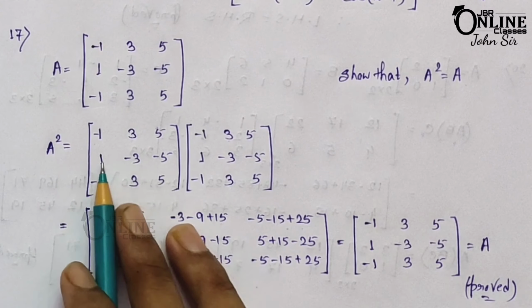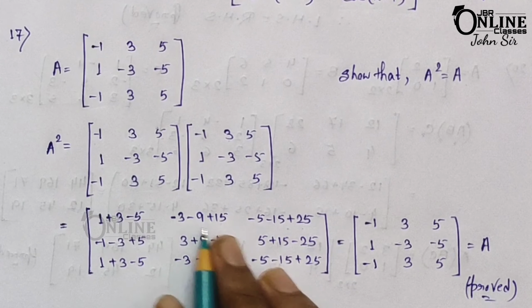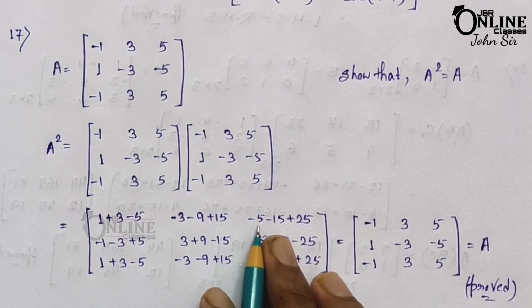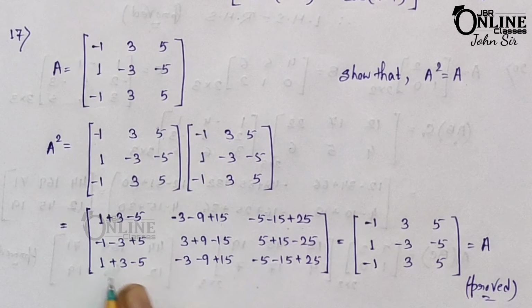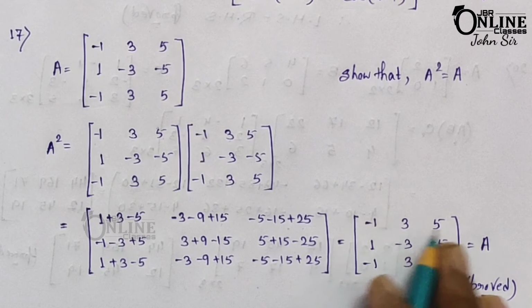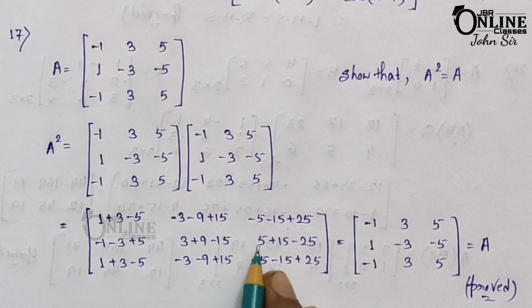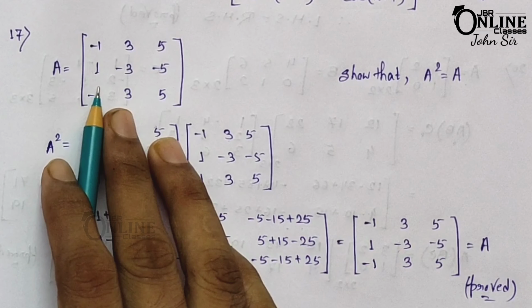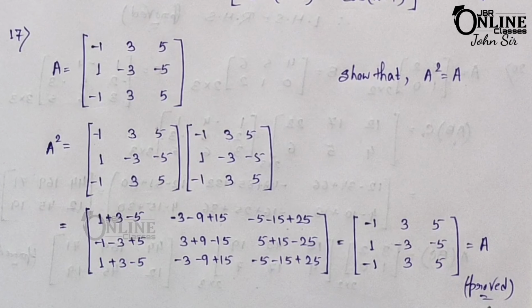So now you have, as here 1 plus 3 minus 5, that equal to minus 1, minus 3 minus 9 plus 15, that equal to 3, minus 5 minus 15 plus 25, that equal to 5. The upper row and the last row will be same. So here minus 1 3 5, here will be minus 1 3 5. Now the middle one, minus 1 minus 3 plus 5, that equal to plus 1, 3 plus 9 minus 12 minus 3, and 5 plus 15 minus 25, that equal to minus 5. So now this is as same as the given matrix. So here A square equal to A, and it's proved.